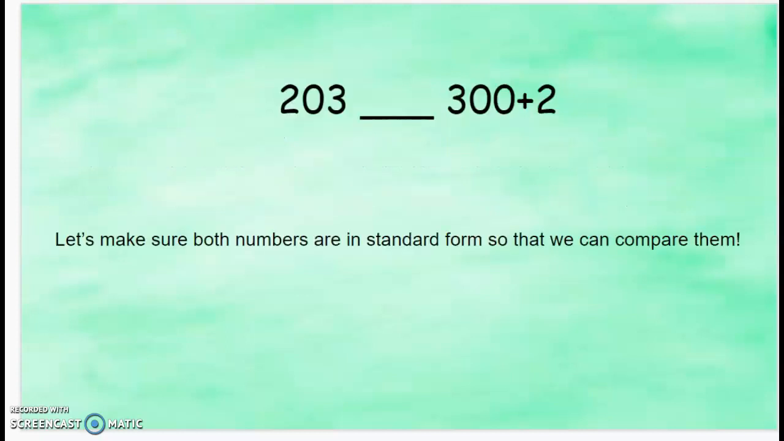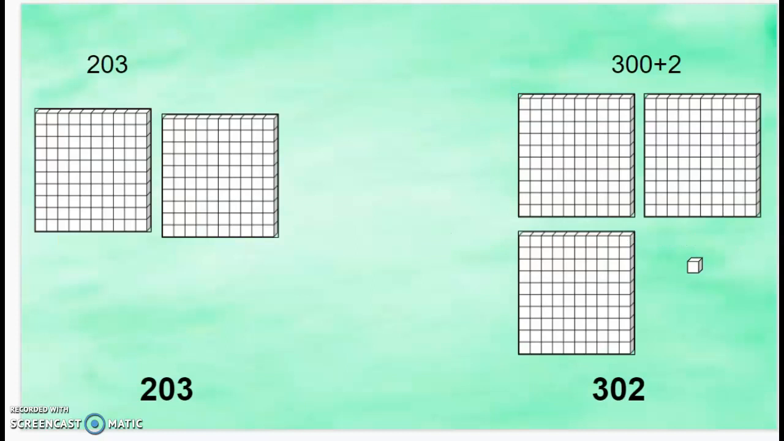Alright, so look at this example right here. 203, is it greater than or less than or equal to 300 plus 2? Well, to model that, let's look at base 10. So for this example, you have two hundreds, and then we would have three ones right here. Over here we have three hundreds, and then we would have two ones.